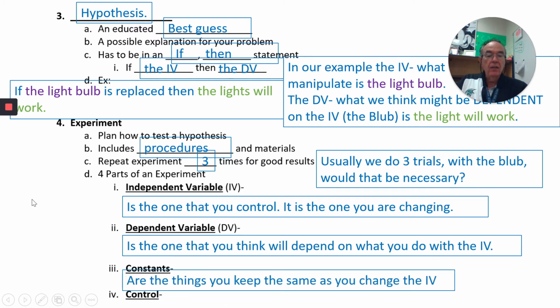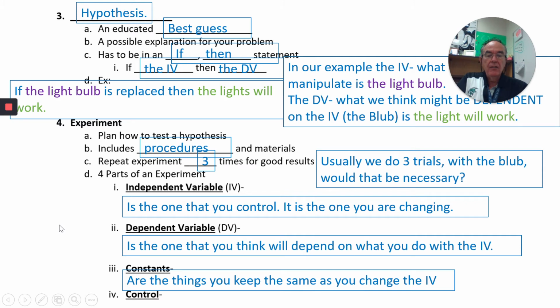The constants are the things that we keep the same as we change the IV. So, for example, in our example, we're going to manipulate the bulb. So there's a lamp in the room or a light fixture that's not working. Would it make any sense if we changed the bulb in the living room? That would be an example of changing the constants, because you went to a different lamp and you changed the bulb out there and then expected the one in the bedroom to work.